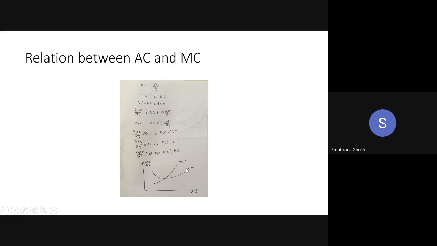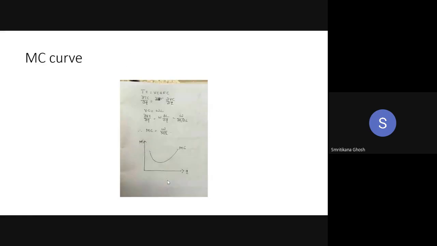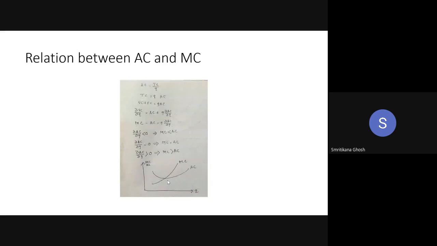Then you try to draw the second one, that is the MC curve. So your MC is less than AC, so you are just drawing it like this. You know the shape of your MC curve as well. This is also U-shaped. You know the shape of your MC curve, you know the shape of your AC curve, but you don't know the relationship between these two. So initially when your AC is falling, then MC is less than AC.